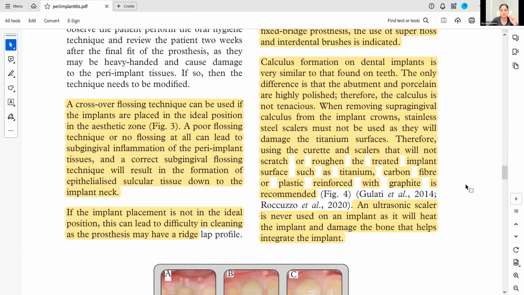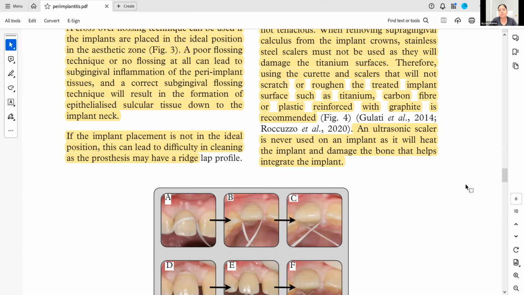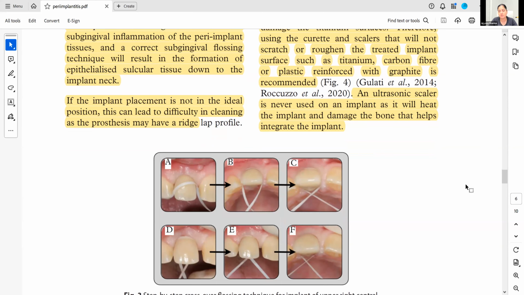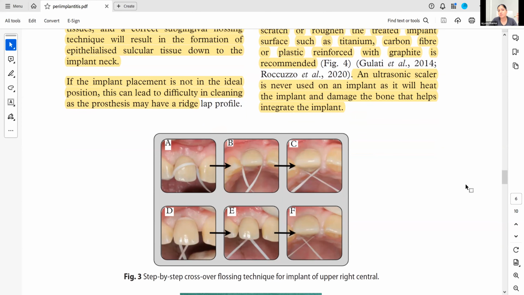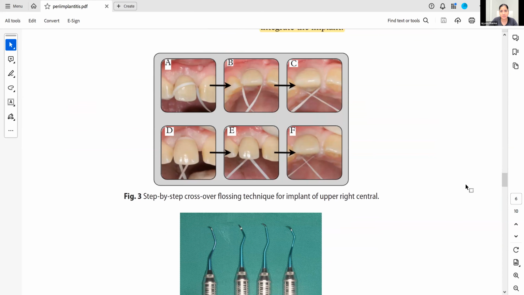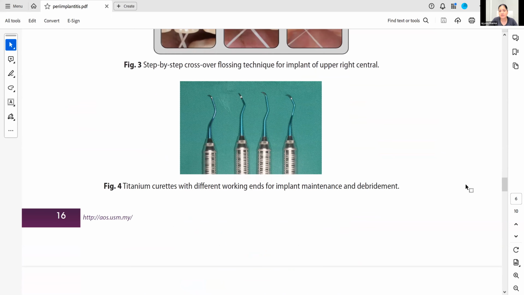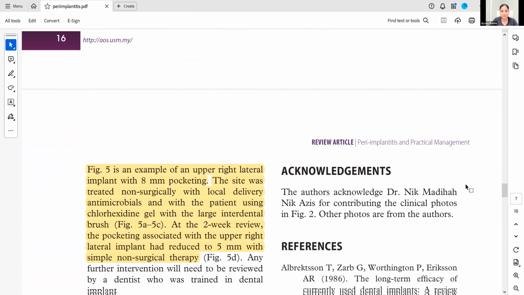An ultrasonic scaler is never used on an implant. The metal tip especially is never used on the implant. Only plastic scalers are used, as the ultrasonic ones can lead to heat generation and can damage the bone which helps integrate the implant. That's why your mechanical debridement should also be done with hand instruments, curettes, specially made of plastics preferred.